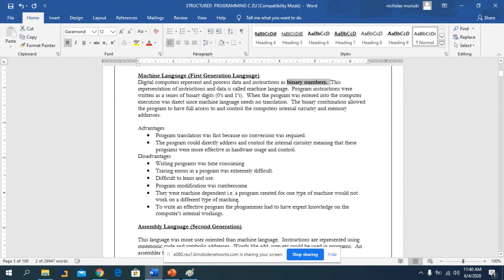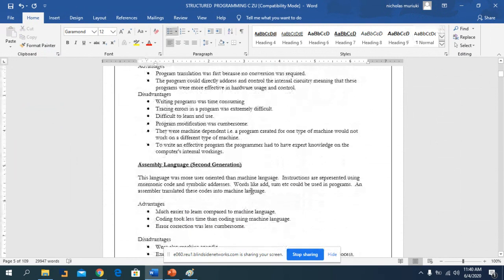But there are some disadvantages. I think maybe at your own time, you can look at these advantages. And one that you can look at is that it's not efficient. When you write a program in machine language, it's very cumbersome, time consuming, and has many other problems. And that's why we need to look at the assembly language.